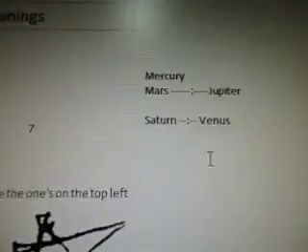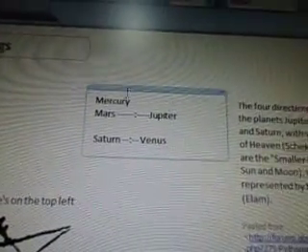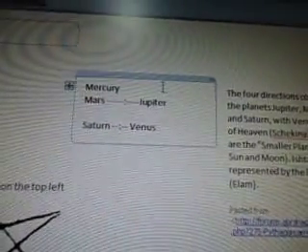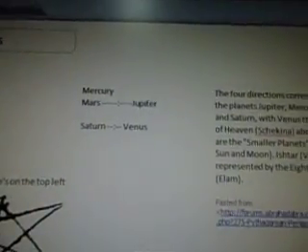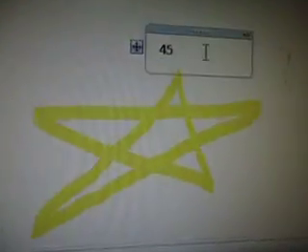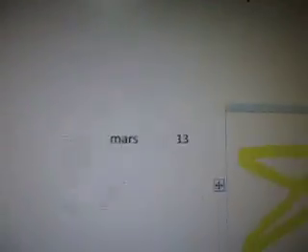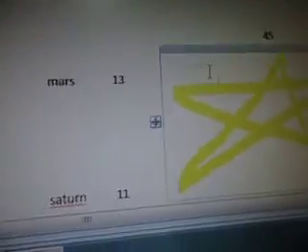This is the original star formation information. Mercury's at the top, which would be the top point. Then you have Mars on the left, Jupiter on the right, and Saturn and Venus. So this would be Mercury, this would be Mars, Saturn, and Jupiter, Venus. Okay? I've got it written down here. This is where I put the wording together with the numbers to see if it meant anything.